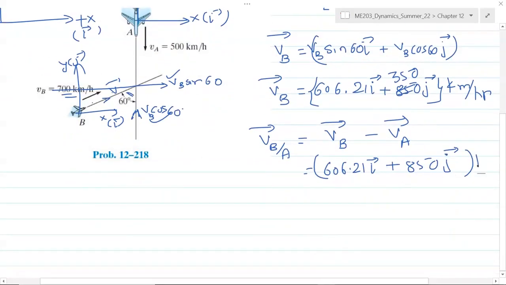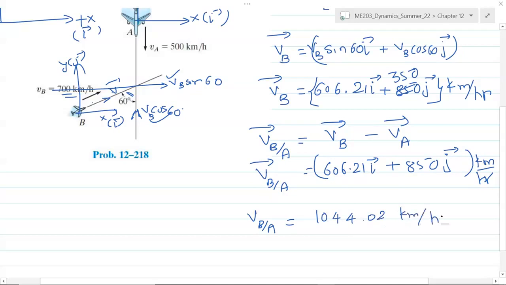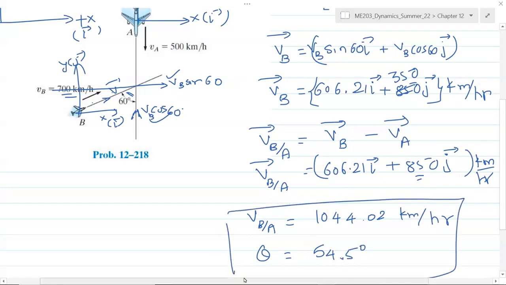Okay, and that's VB relative to A as a vector. Now we need to calculate the magnitude of this vector, which is the square root of the x component squared plus the y component squared, and that is 1044.02 kilometers per hour. The angle theta is tan inverse of 850 divided by 606, which is 54.5 degrees. And that's our final answer.